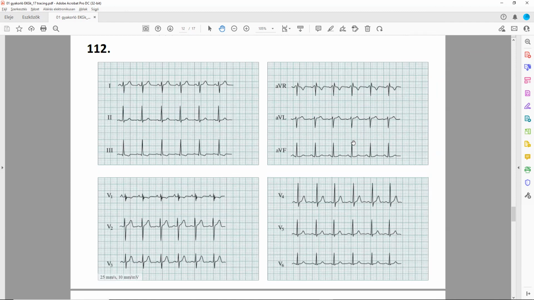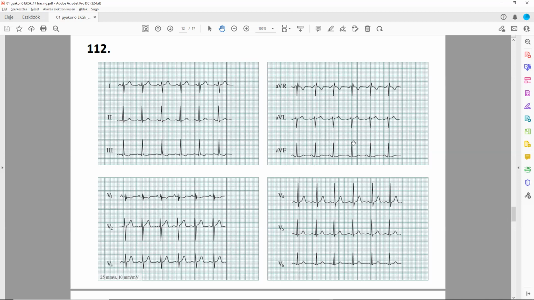All right, 112. Anybody has? Yes, this is mine. Okay. So first, I think it's rhythmic, and then the heart rate. So I see 3 big squares, so around 100, maybe a little bit more BPM. Okay. For the axis, I think lead 1 is equiphasic. Well, it's negative. I would say that lead 1 is negative, okay?